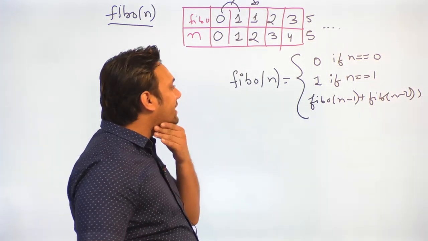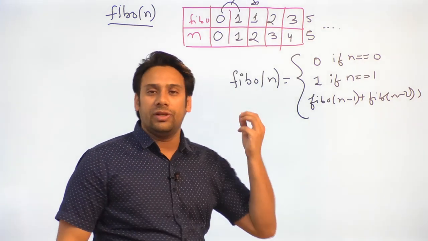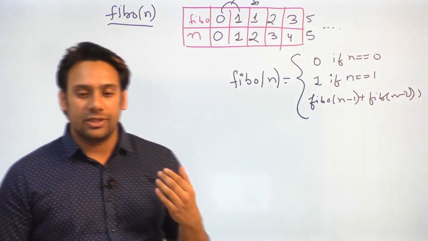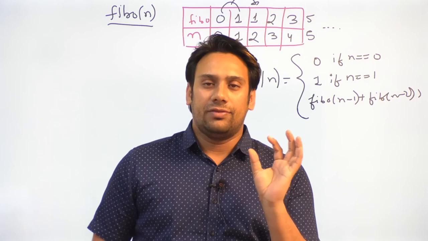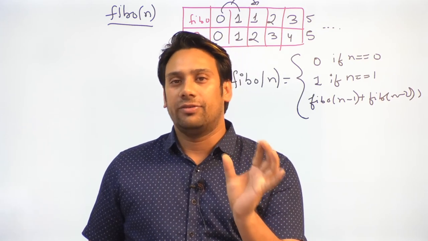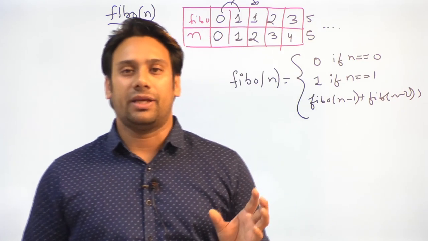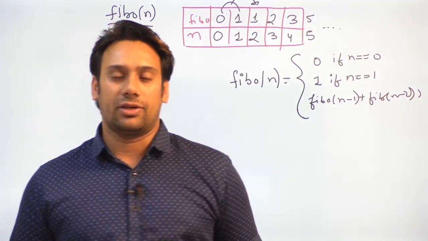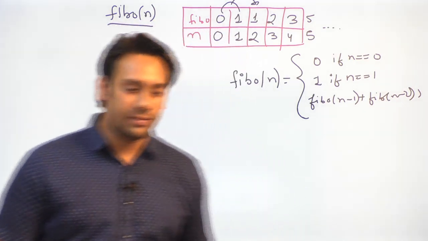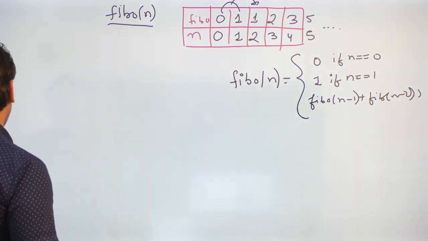Correct? Now, in this mathematical definition, you will notice something. You will notice that you can only find the Fibonacci of a positive number. Agar aapke paas ek positive number hai, to aap positive number ke liye hi Fibonacci of a number ko find out karte hain. Okay? Now, let me explain you here.